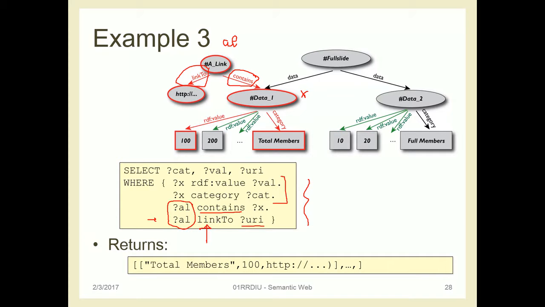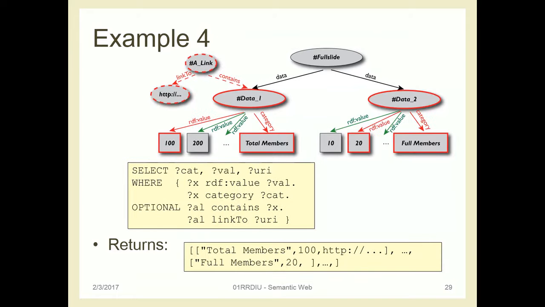And then we have, as a result, total. We want cat, which is total members. We want the val, which is 100, it's here. And we want also the URI here, that is this one. And so, here it is. Then there are different conditions. If we say last time this X was acceptable, it's again acceptable for the first two triples, but there is no contains match, and so this is not good for this query.